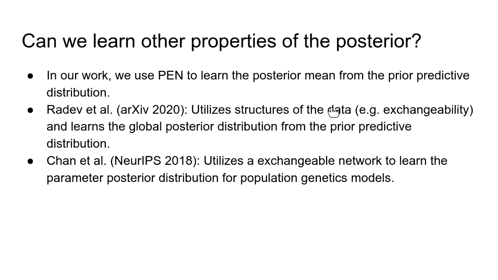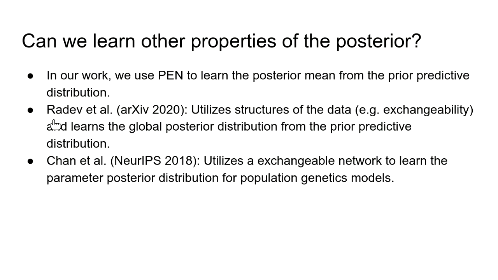So another question that we have is, can we learn other properties of the posterior than just the posterior mean? So what we have done in this work is that we use PEN to learn the posterior mean from the prior predictive distribution. And we also see that since PEN leverages the correct symmetries of the data, it actually performs better than other deep learning based methods for learning the summary statistics. However, maybe we can learn something else.